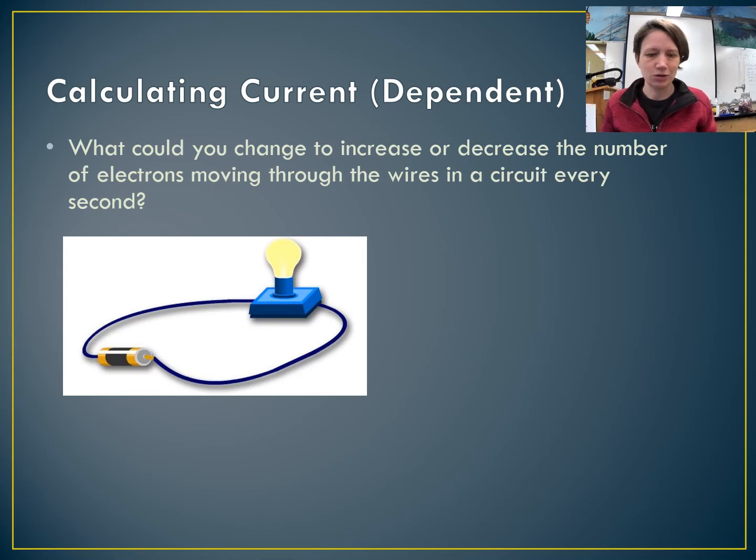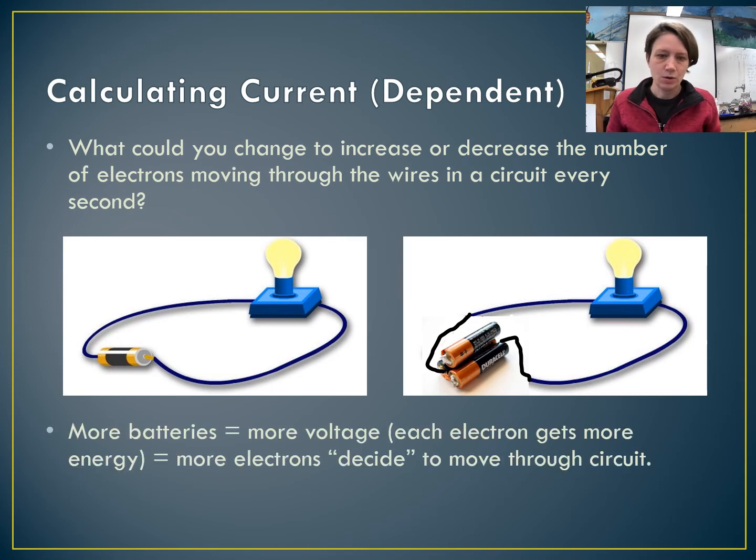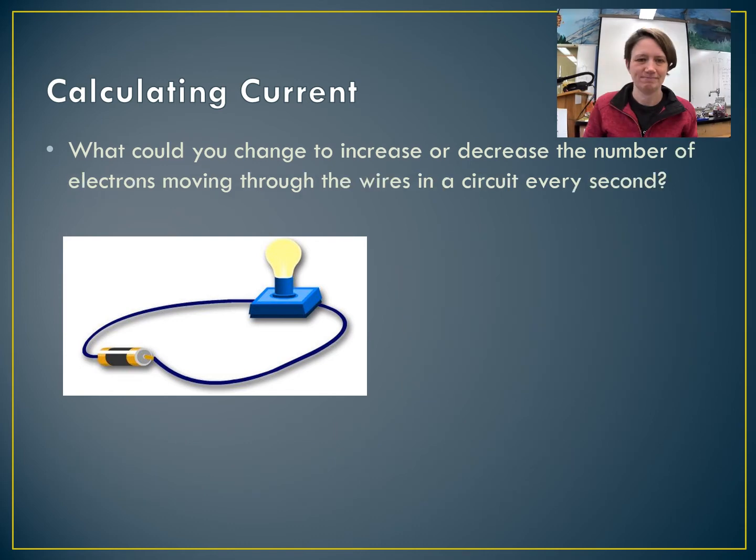Hopefully it would make logical, intuitive sense to you that more batteries is going to make more current, right? The more energy each electron has, the more electrons get pushed through this system, and the higher the current is going to be. So each electron is having more energy. That's going to create a larger current. In other words, current is going to have a linear relationship with voltage. So when I increase the voltage in my circuit, the current is going to go up.